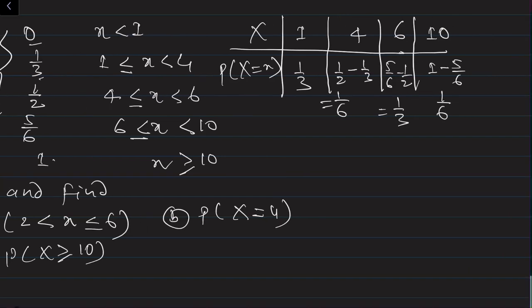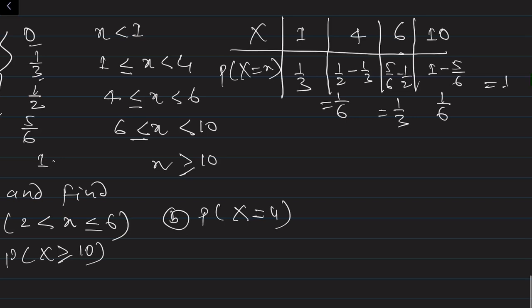Now, whether these PDFs are correct, you can check this by adding the probabilities, by adding the PDFs. This should be equal to 1. All right. So 1 by 3 plus 1 by 6 plus 1 by 3 plus 1 by 6 should be equal to 1. All right.